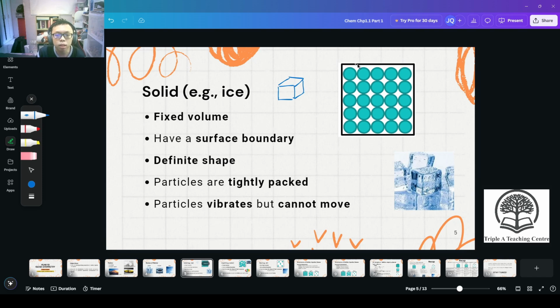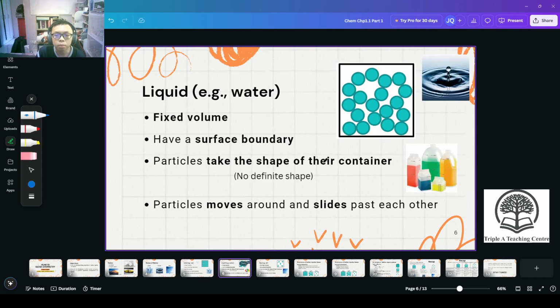If you zoom in on the solid, you can see the particles inside are tightly packed and they are vibrating. They cannot move because there is so little space, no space at all, so they can only vibrate. So this is solid. For liquid, for example water, it also has a fixed volume and a surface boundary.